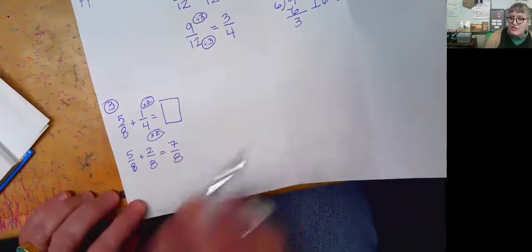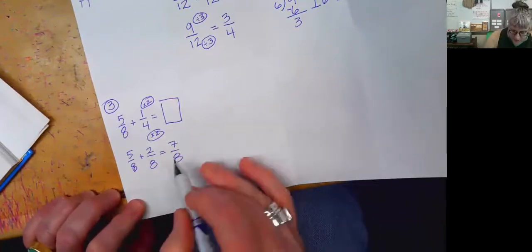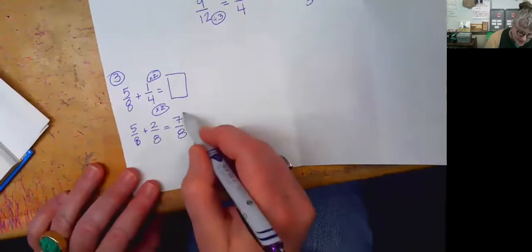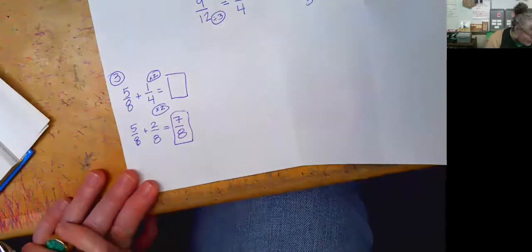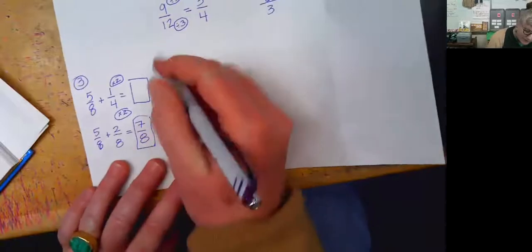And that fraction is just fine. It's in simplest form. I can't divide by any number to reduce it. So my answer is 7/8. I'm going to put a green box around it. Tricky. Okay, now let's look at number 4.